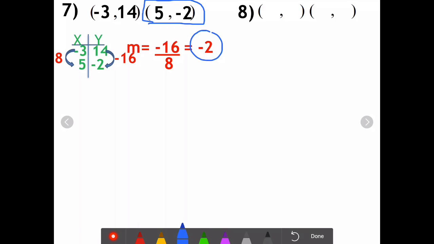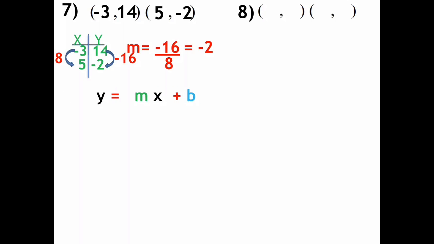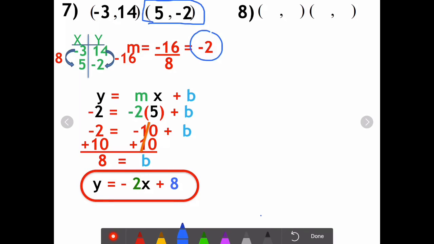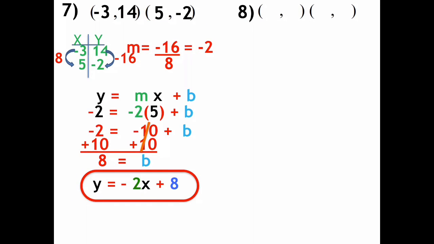What is it going to look like when you plug it into y equals mx plus b? Alright, so when you plug this in, you wind up getting negative 2 equals negative 2 times 5 plus b. What is b? Okay, so we're going to multiply this. Negative 2 equals negative 10 plus b. Add 10 to both sides. That's going to get you 8 equals b. So what is the equation going to look like? Okay, we have y equals negative 2x plus 8 because our b is 8 and the slope that we found was negative 2.